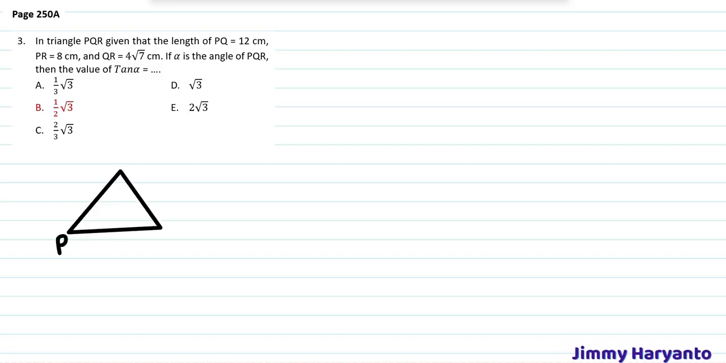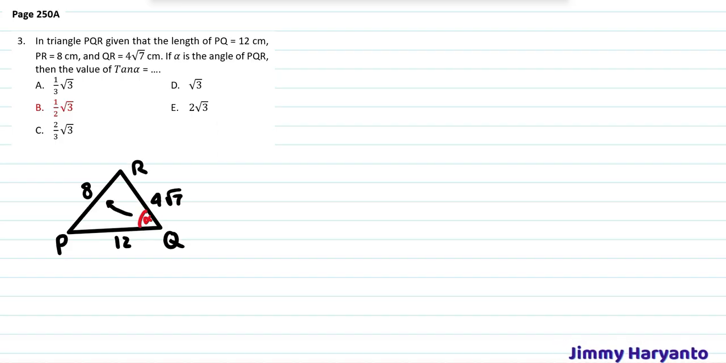Okay, this one is P, this one is Q, this one is R. And then the line PQ equals 12, PR equals 8, QR equals 4 square root of 7. And then the question wants you to find the angle PQR, which is this one, alpha. Okay, so let's create the formula.